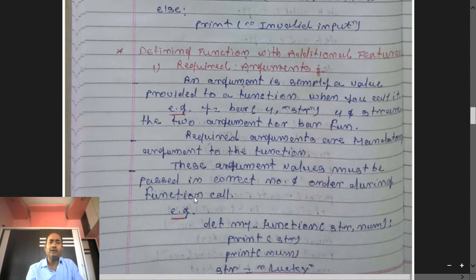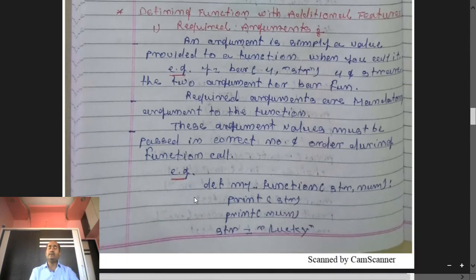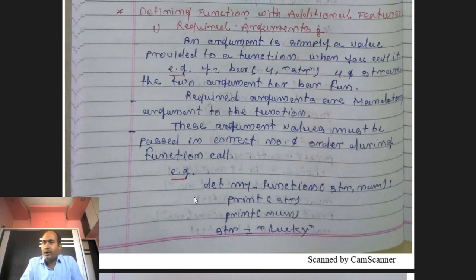Now what do you mean by the required argument? Required argument means that, anyhow, you need to pass a value to that particular parameter. Such types of arguments are called required arguments. That means providing a value to that argument is mandatory.